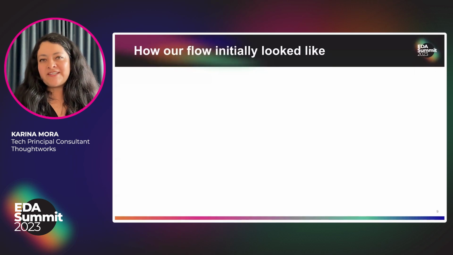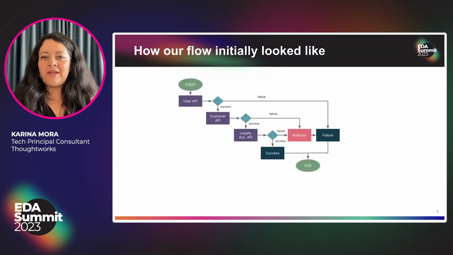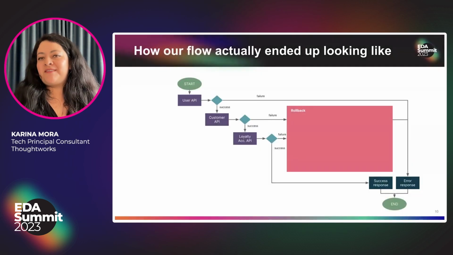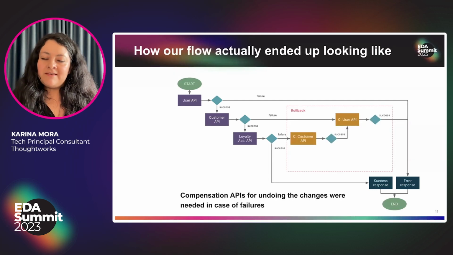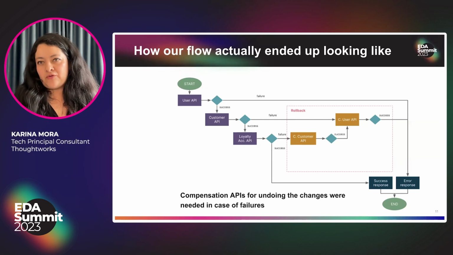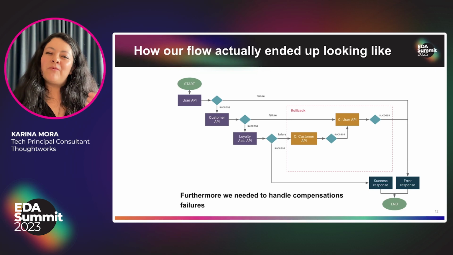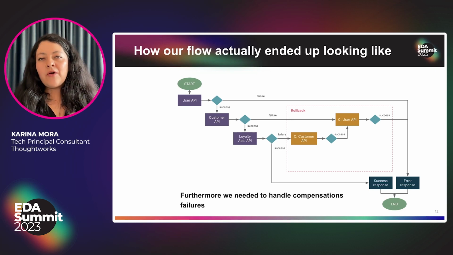How our flow initially looked, that I showed at the beginning, was something like this. But we ended up realizing that our rollback was bigger than we thought at the beginning. We needed to have compensation APIs that allow us to undo the changes in case of failures. And what was more complicated for us to solve was how to compensate if the compensation fails.